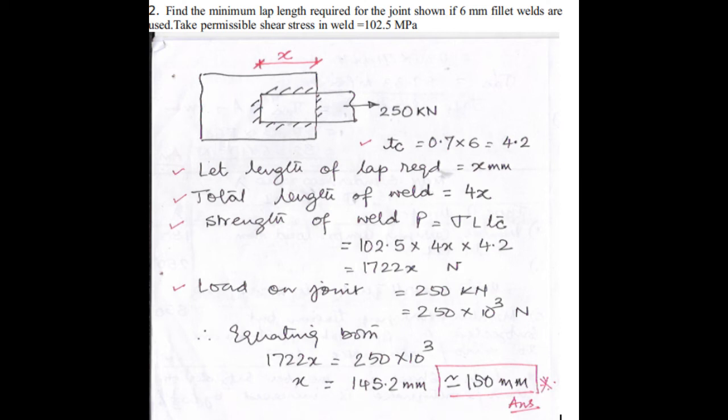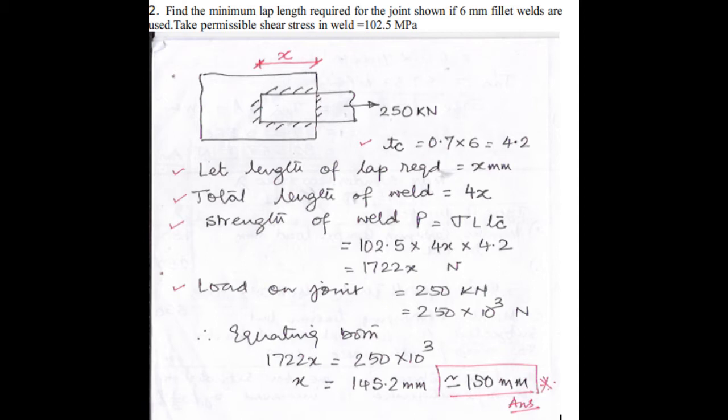Let us take a few more examples on the fillet weld. Find the minimum lap length required for the joint shown if 6 mm fillet welds are used. Take permissible shear stress in weld 102.5 MPa. The diagram shown here is given in the question. So let us follow the steps.